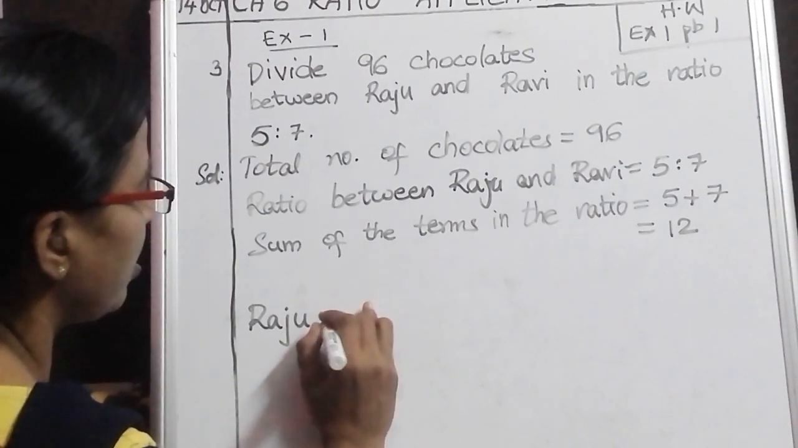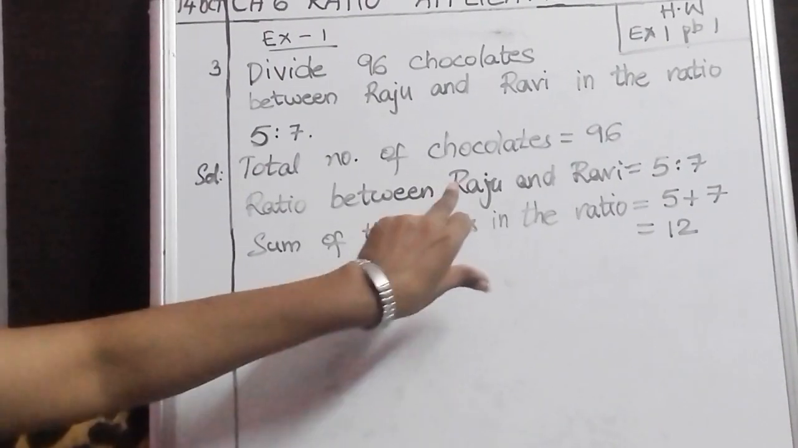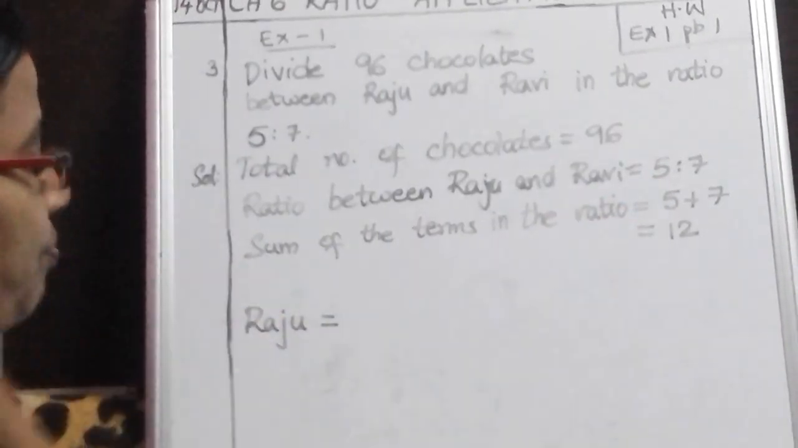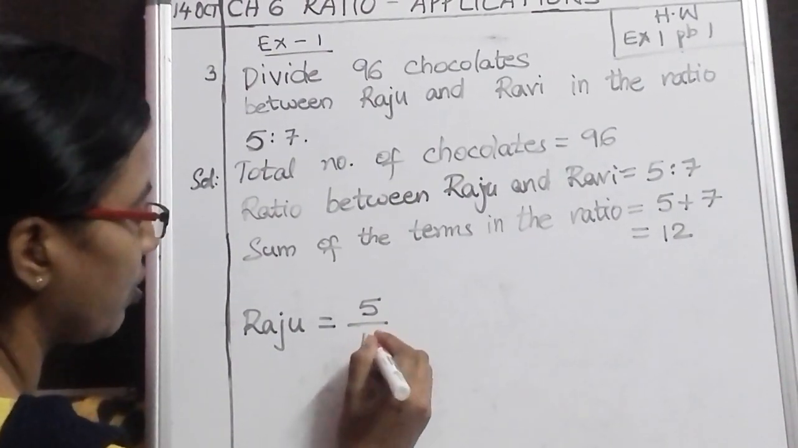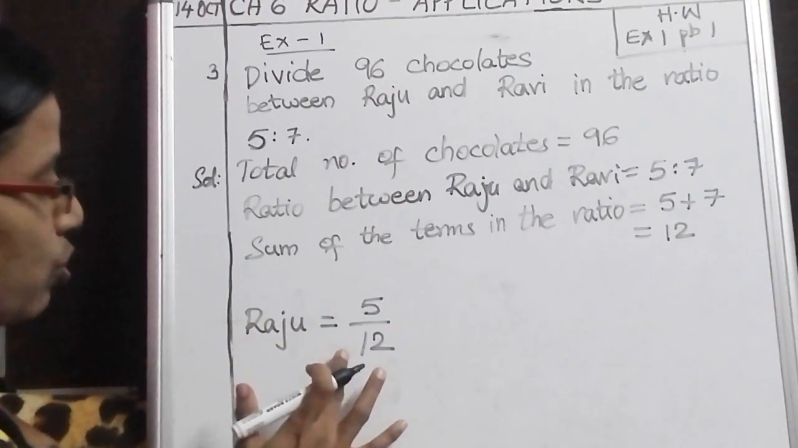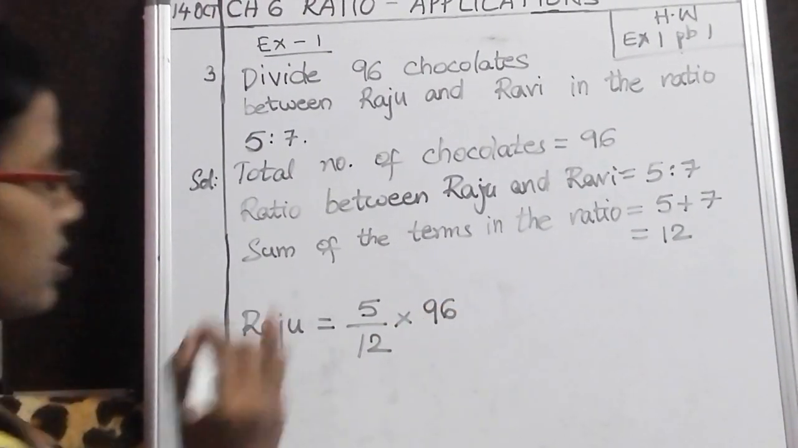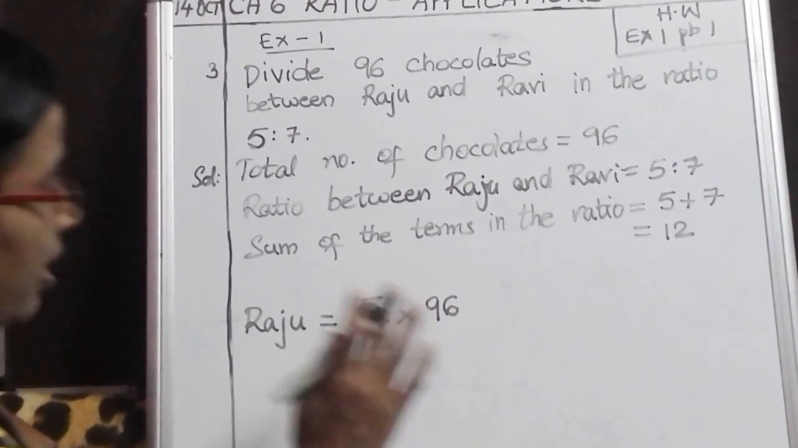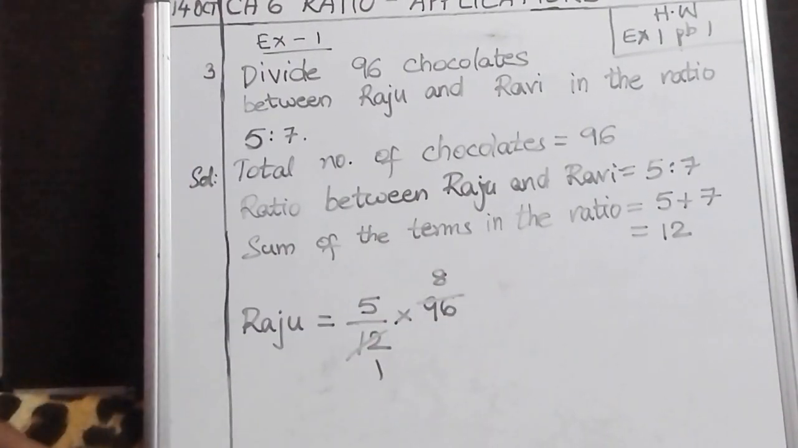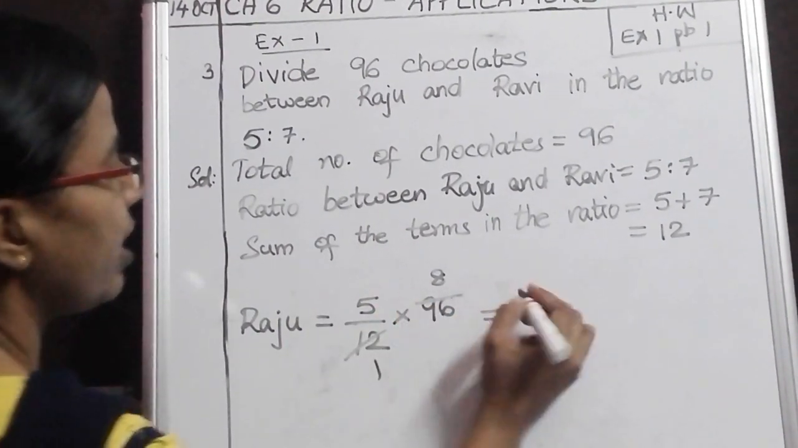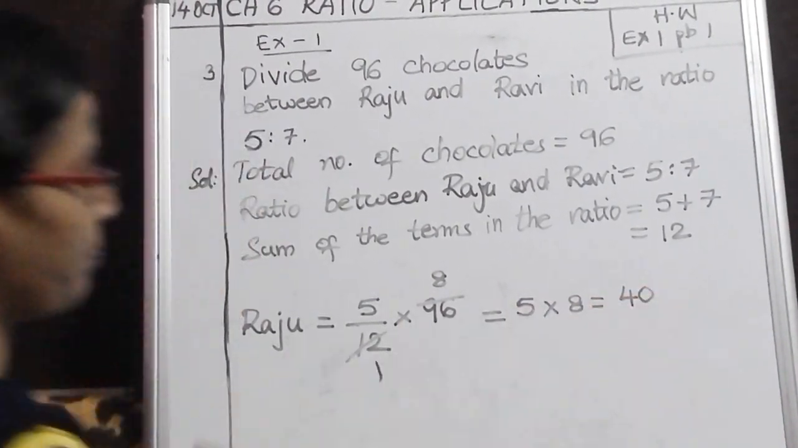Raju. How many chocolates is Raju going to get? This we are going to find out. What is Raju's side? It is 5. 5 out of how many? 12. 5 out of 12, and the total number of chocolates are 96. Now cancel this. 12 ones are 12, 12 eights are 96. So 5 into 8. 5 into 8 is how much? 5 eights are 40.